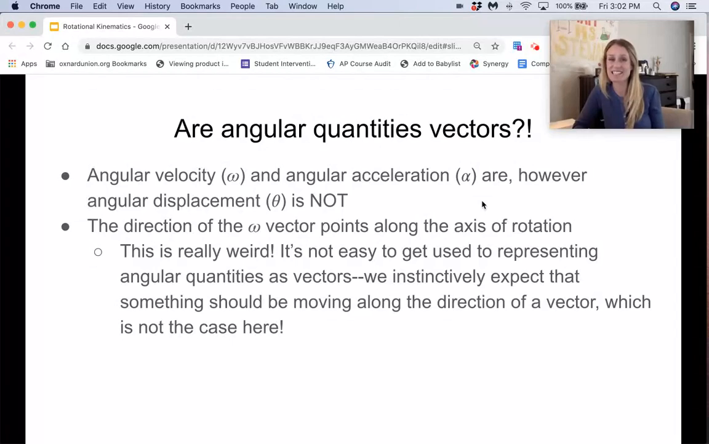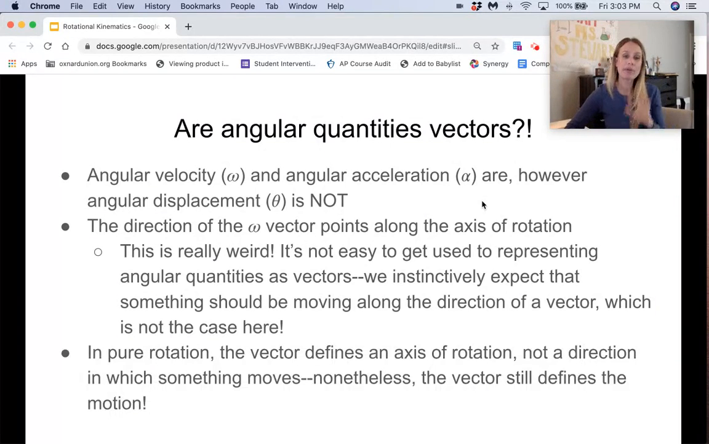It's not easy to get used to representing angular quantities as vectors. We instinctively expect that something should be moving along the direction of a vector, which is not the case. So again, as this thing rotates, we can't say that this angular velocity vector is this way, but this angular velocity vector is this way, because they're all part of the same thing that's rotating. And of course, if it's rotating at the same angular velocity, then it all should have the same angular velocity. So it has to be along that axis of rotation, either out toward you or in toward me, right?